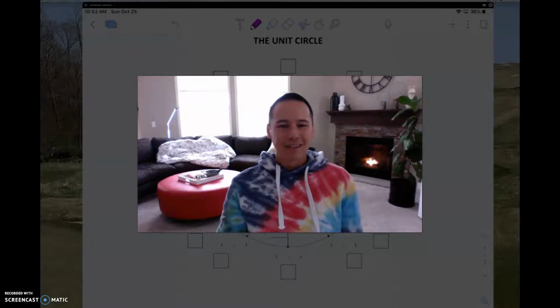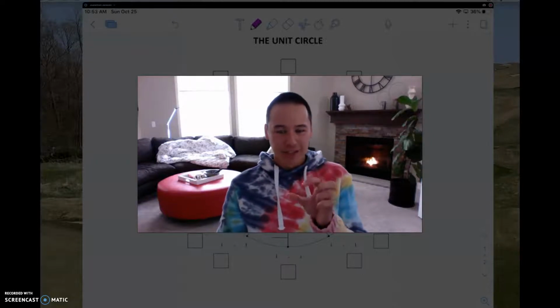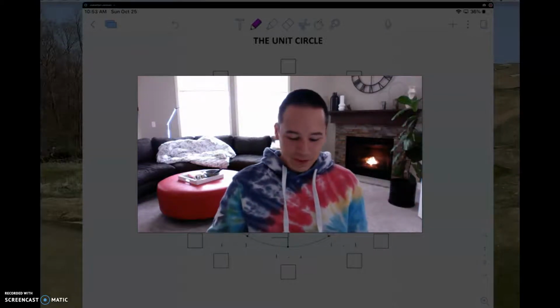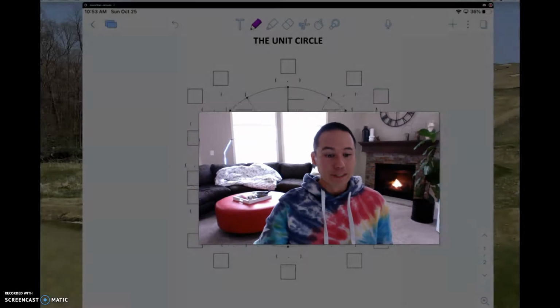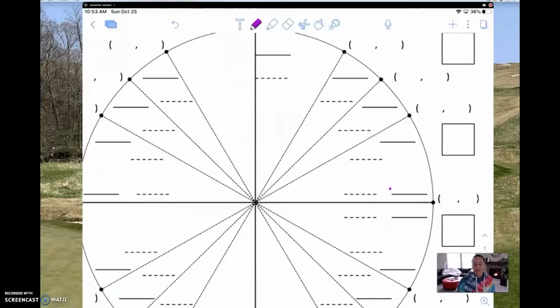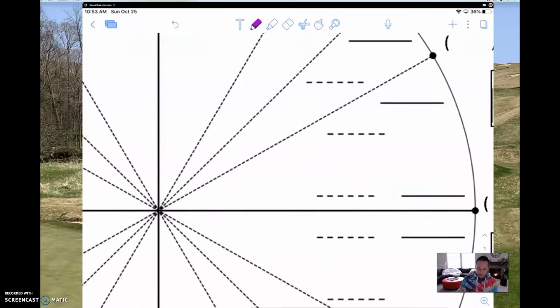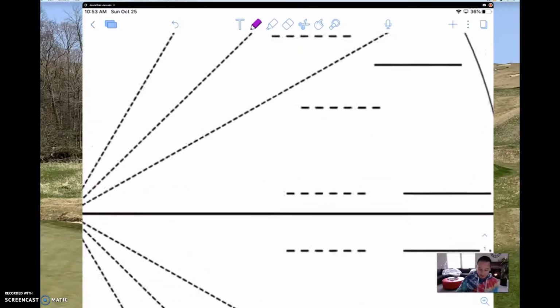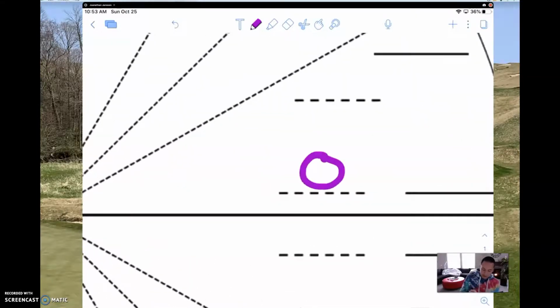All right, now that we have a little bit of an understanding of what radians are, let's go ahead and apply that to filling out the unit circle. And we're going to start with the degrees because I think you're more comfortable with that. So for the degrees on the unit circle, I'm just going to put those all on the dotted lines. So we're going to start with 0 degrees. So we start here at 0 degrees.